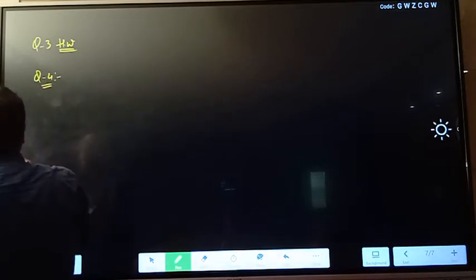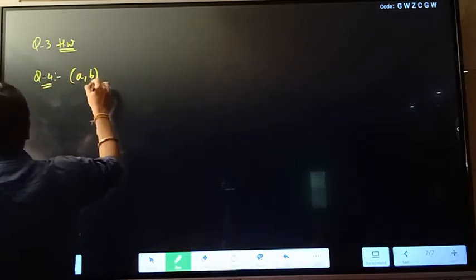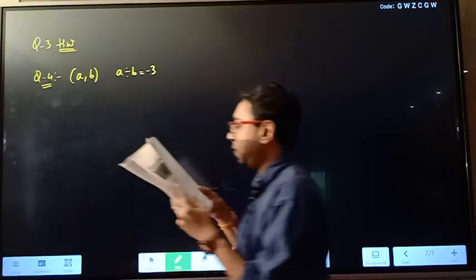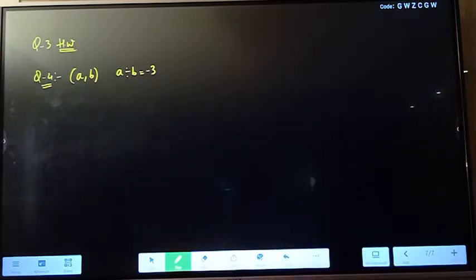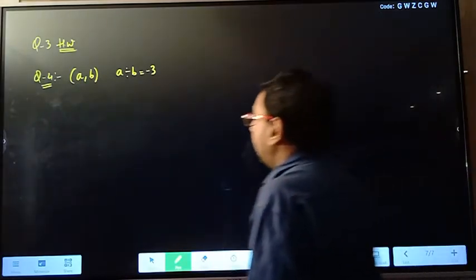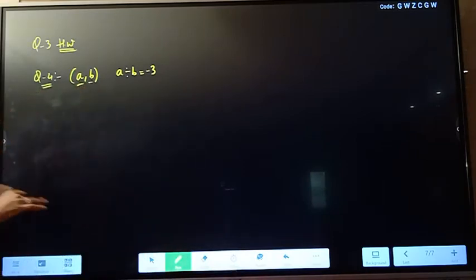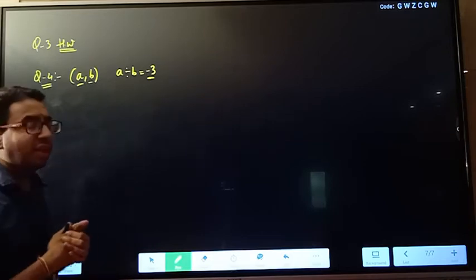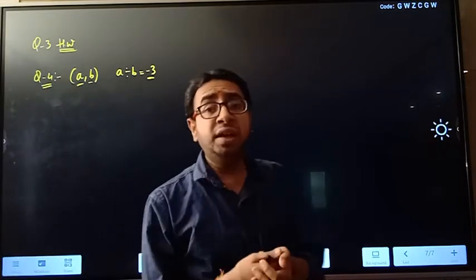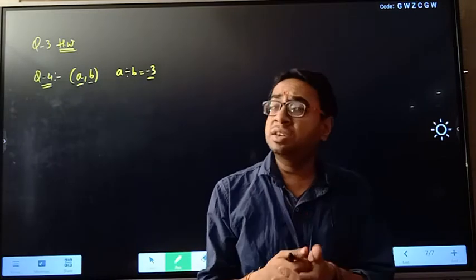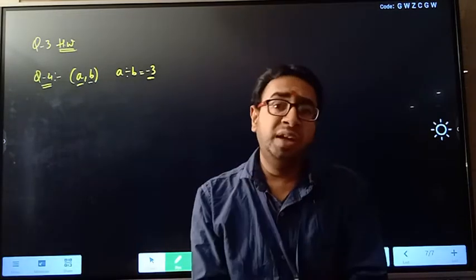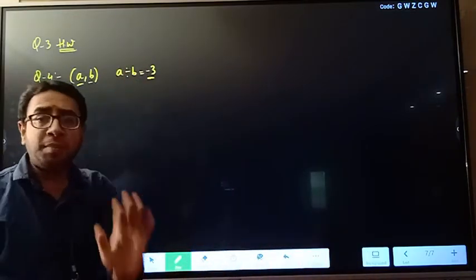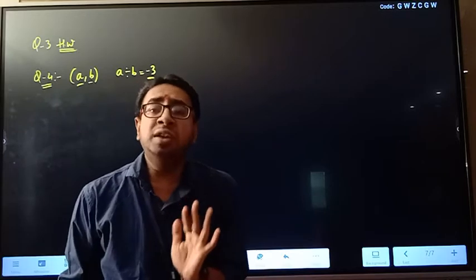Question number 4. Write 5 pairs of integers such that A divided by B is minus 3. One such pair is given as an example, but we can do more. Here we need 5 pairs. It means on dividing we must get 3. When we divide 9 by 3 we get 3. When we divide 6 by 2 we get 3. When we divide 18 by 6 we get 3. When we divide 15 by 5 we get 3. But we need minus 3. It means definitely one of the numbers must be negative.